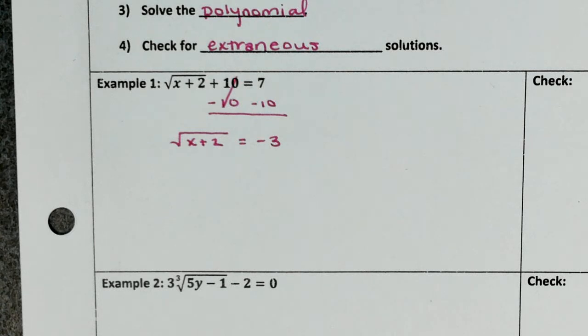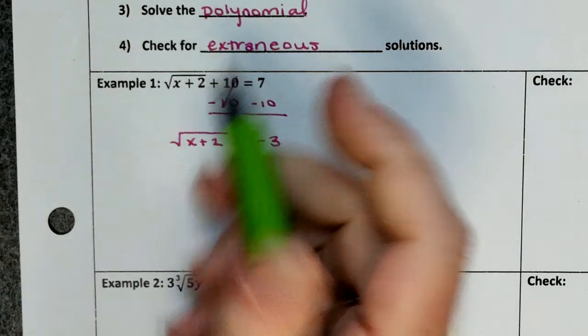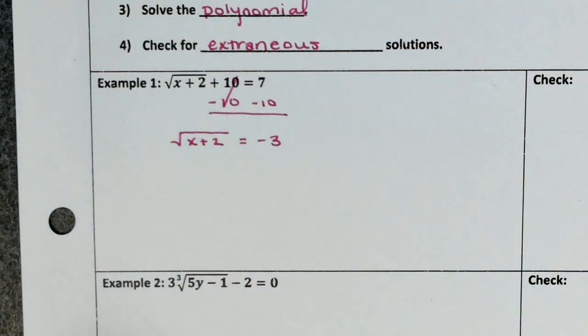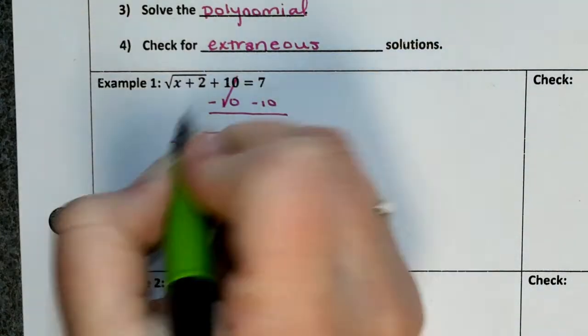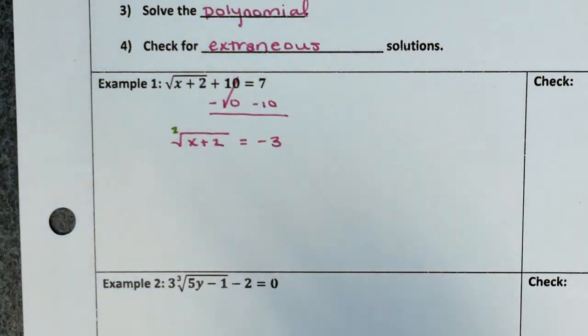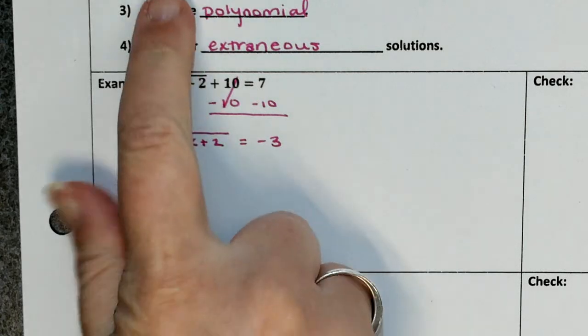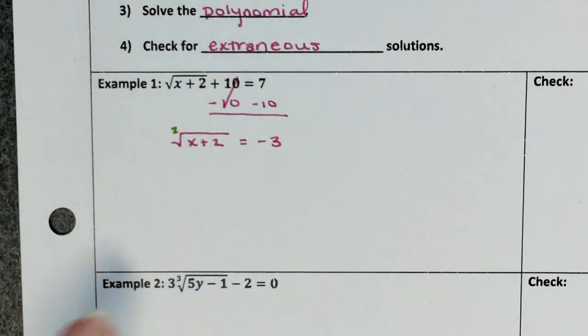Step 2 says to raise each side to a power equal to its index. So this one has an invisible index. What is the index that is invisible here? 2. A 2. So I'm taking a square root. How do I undo square rooting something? I would take it to what power? It says to raise each side to a power equal to the index. What's the index here? So we're going to raise both sides to the power of 2.